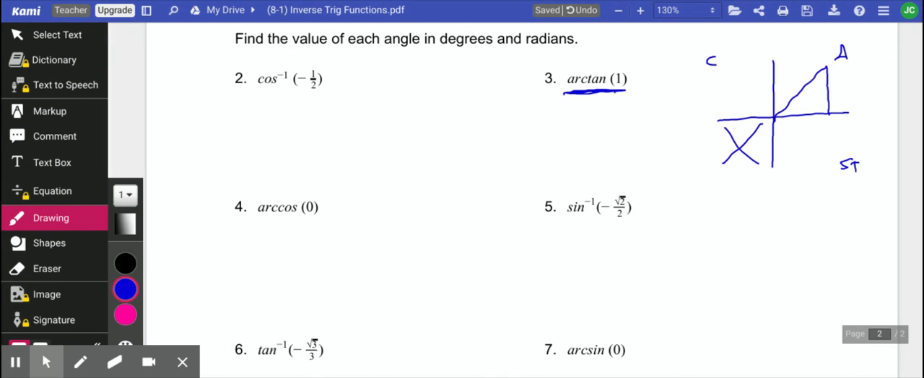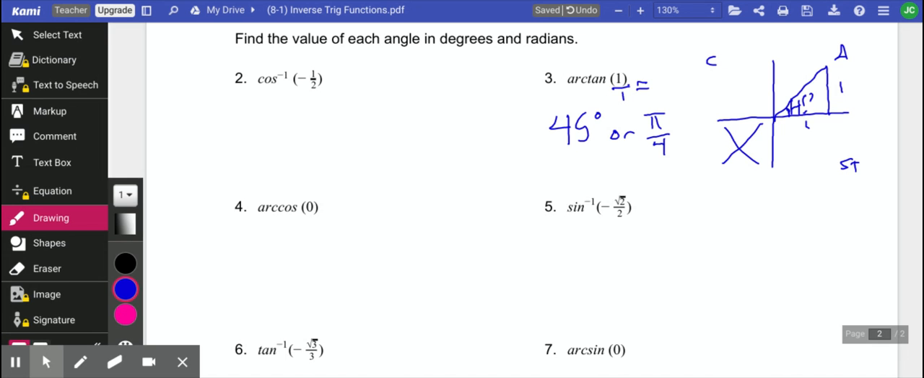And tangent, remember tangent is opposite over adjacent. So 1, since we don't have a fraction there, we can just write that as 1 over 1. No big deal. So this is telling us our opposite side is 1 and our adjacent side is 1. And we want to know what this angle is. Well, hopefully you can see that that is a 45-degree angle. Hopefully you remember that from your special right triangles. I'm sorry, that is so terrible. So this is a 45-degree angle, or as radians, it is pi over 4. And that's it.